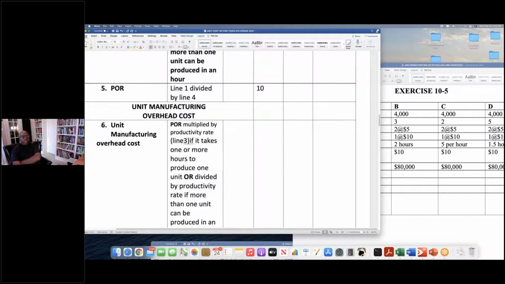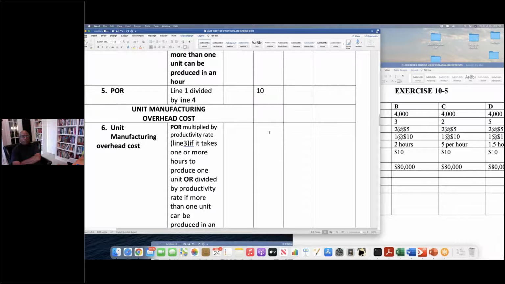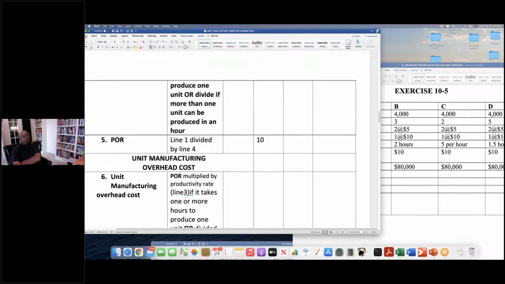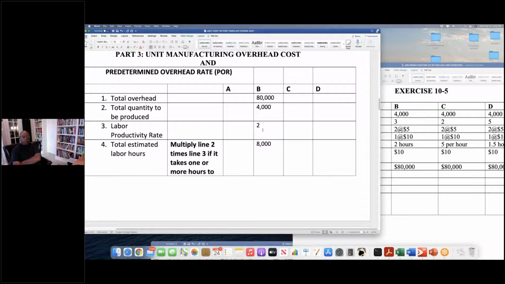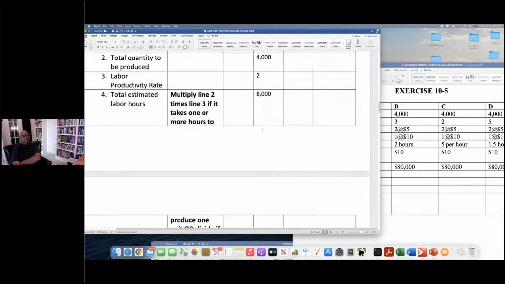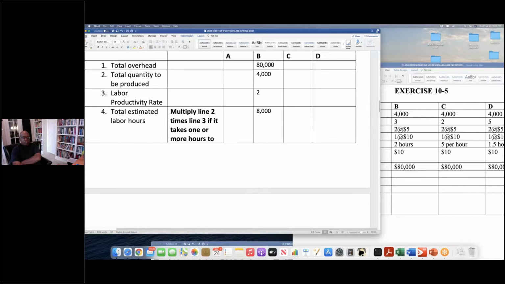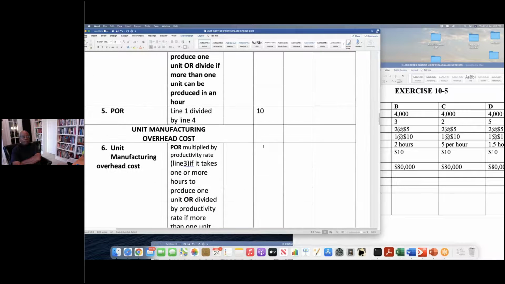Now we need the unit manufacturing cost. What are you going to do now? Multiply 10 by line 3, yeah, 2. So we multiply the POR times whatever is on line 2 if it takes 1 or more hours. So 2 times 10 gives us what? 20.